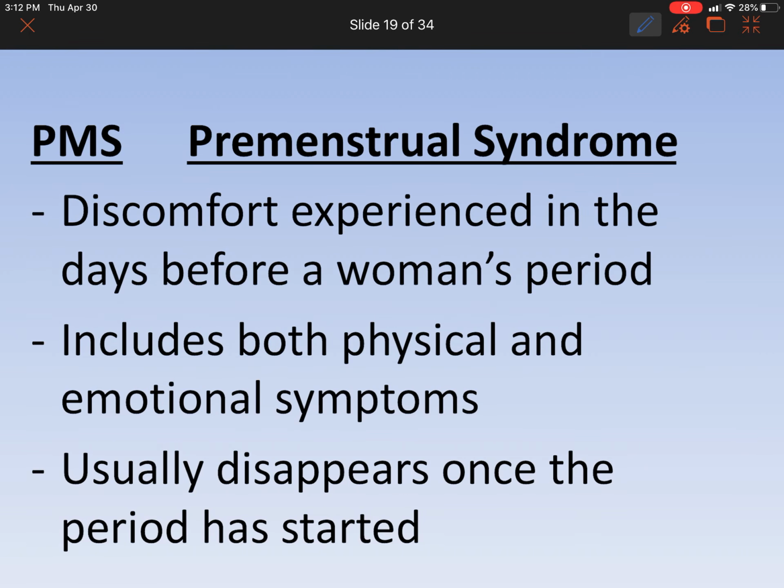Now, there's something called premenstrual syndrome. You've probably heard of it, PMS. This is discomfort experienced in the days before a female's period. It includes both physical and emotional symptoms, and usually disappears once the period has started.